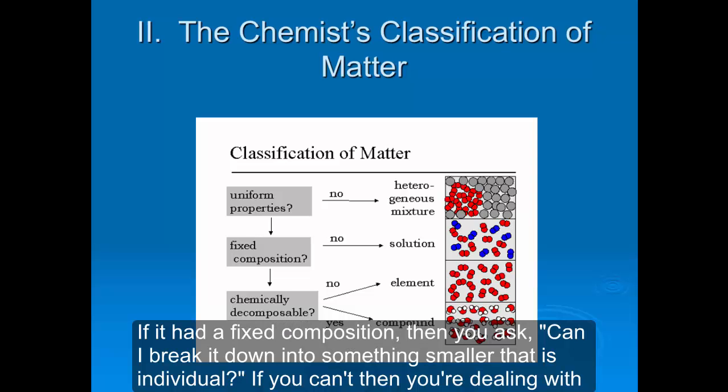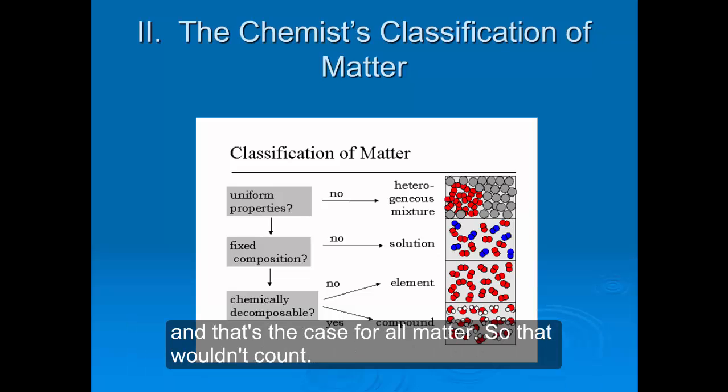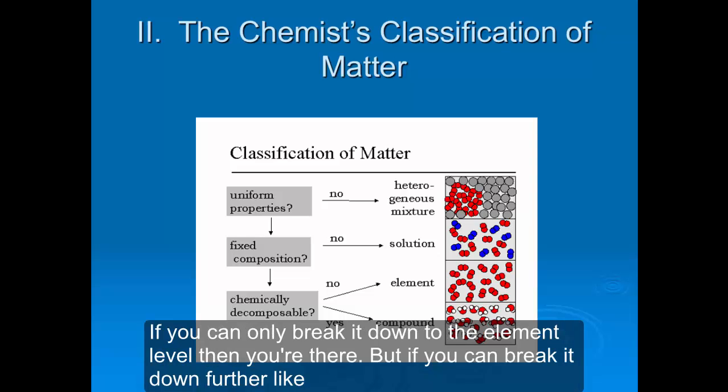If it had a fixed composition, then you ask, can I break it down into something smaller that is individual? If you can't, you're dealing with a pure element. It's only one thing. If you break that down any further, you just get protons, neutrons, and electrons, and that's the case for all matter. So that wouldn't count. So if you can only break it down to the element level, you're there.